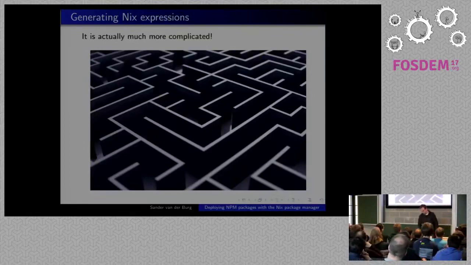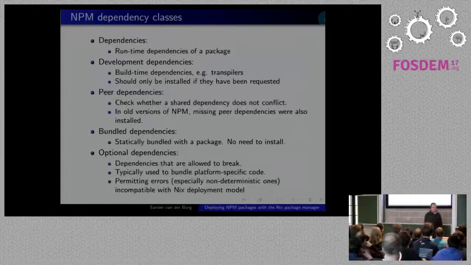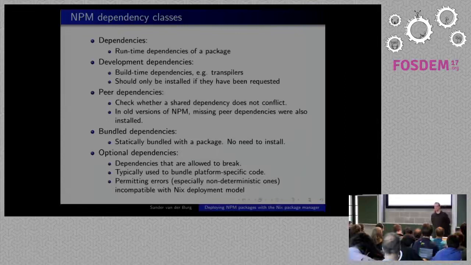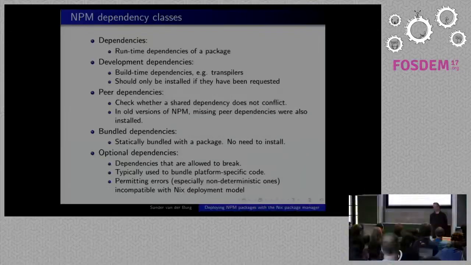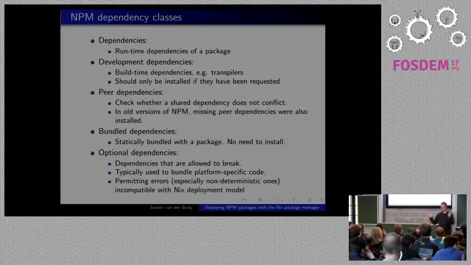The first reason is, if you look at the package.json documentation, you'll see that NPM has many kinds of dependencies. For example, it has dependencies corresponding to runtime dependencies, but it also has the notion of development dependencies. In Nix, there is no distinction between runtime dependencies and build-time dependencies, in the sense that you just provide the dependencies to a builder environment, and the builder should figure out what to do with them.